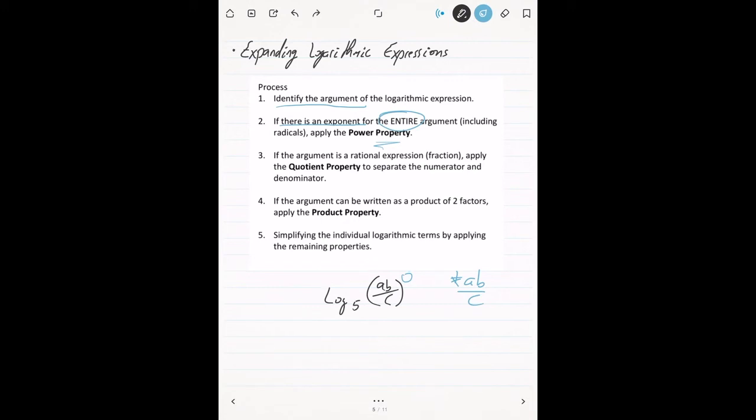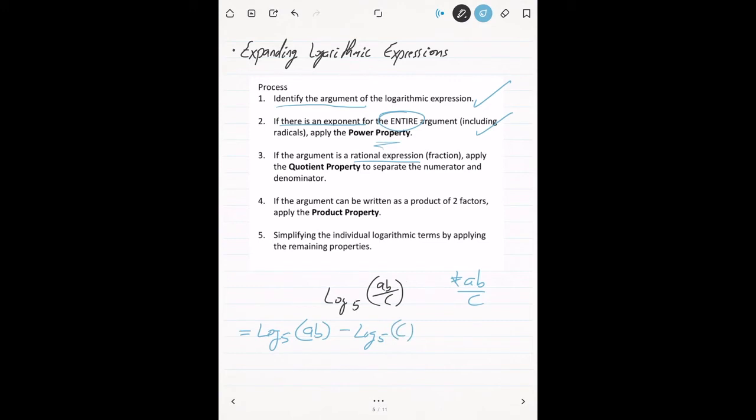If the argument is a rational expression, so this is set and we don't need to do this because there's no exponent here. If the argument is a rational expression, a fraction, hey, that's us. Apply the quotient property to separate the numerator and the denominator. That means we are going to take log base 5 of AB and subtract log base 5 of C.